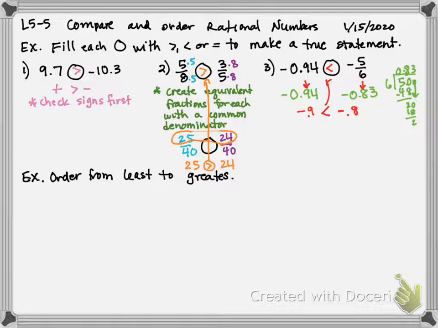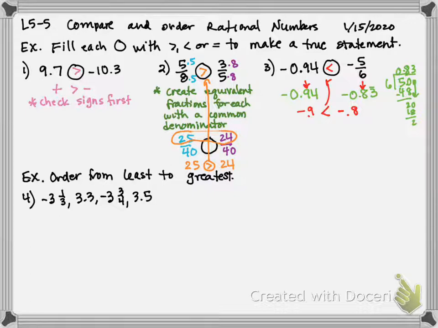Okay, and let's see what they give us. So we have, greatest. So we have negative 3 1/3. We have 3.3. We have negative 3 3/4. And we have 3.5. Okay.